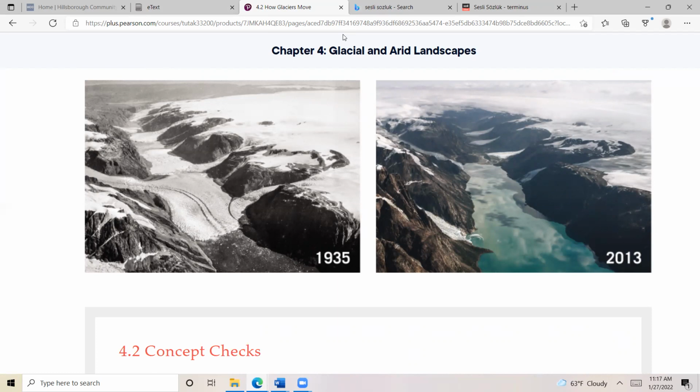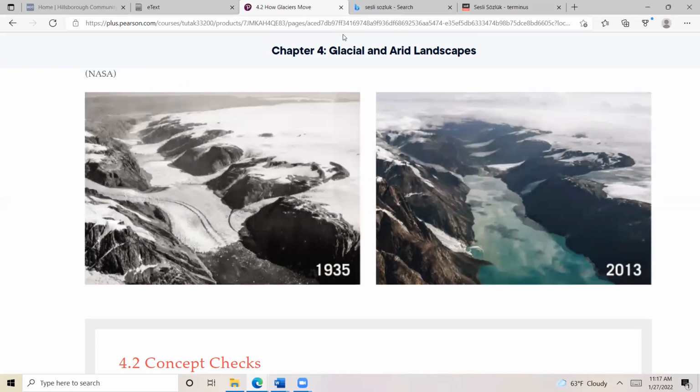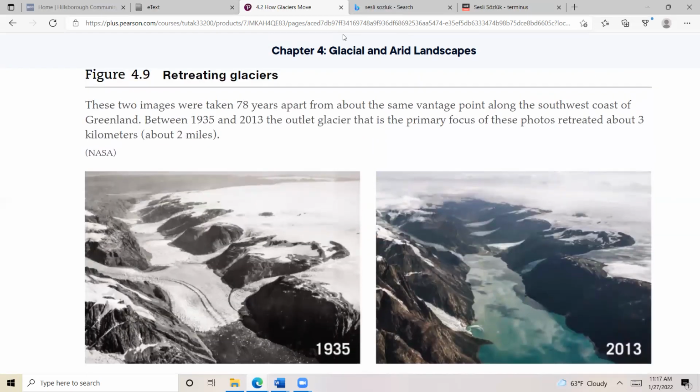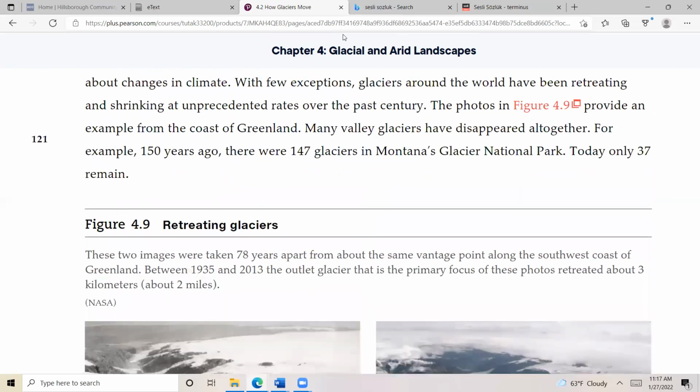And from this picture, we can analyze the global change, the climate change, right? As you can compare from 1935 and 2013, the two pictures are really giving us a great idea about how we can calculate the difference in Greenland.